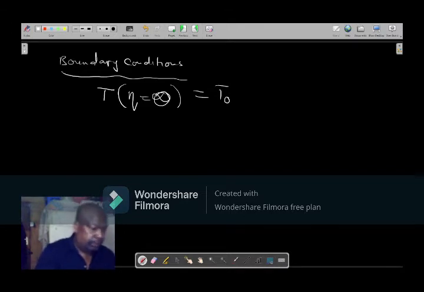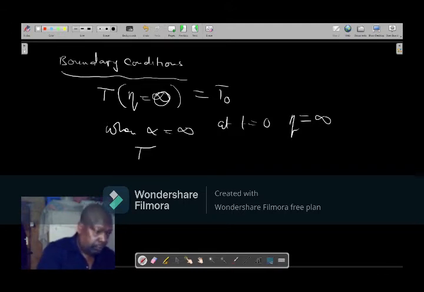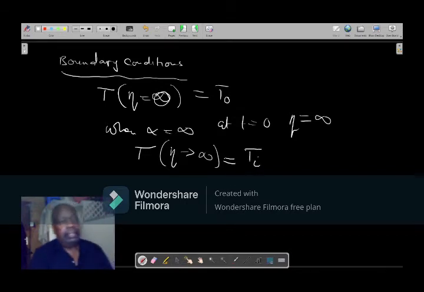We have t naught, and when x is equal to infinity, at t equals 0, that's when we have our eta equals infinity, and t as eta approaches infinity is what we have denoted by our t subscript i.